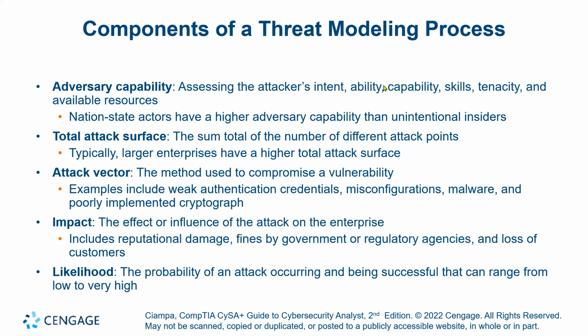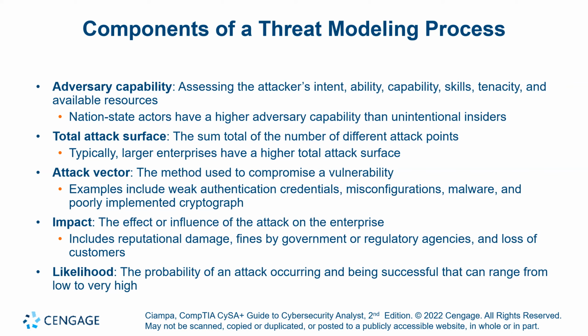These are components of a threat modeling process. Adversary capabilities: assessing the attacker's intent, ability, capability, skills, tenacity, and available resources. Nation-state actors have a higher adversary capability than your unintentional insiders. So knowing everything from 0 to 10, so if you say unintentional insiders are 0, and nation-state actors are 10, and then knowing everybody in between.